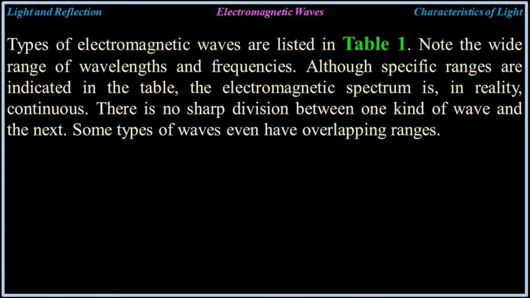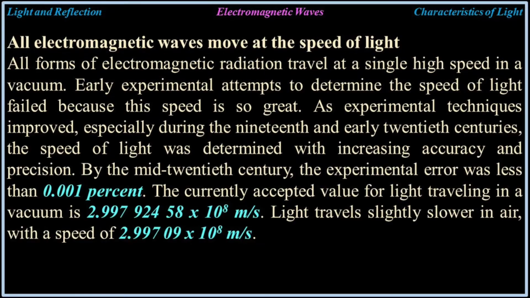Types of electromagnetic waves are listed in Table 1. Note the wide range of wavelengths and frequencies. Although specific ranges are indicated in the table, the electromagnetic spectrum is, in reality, continuous. There is no sharp division between one kind of wave and the next. Some types of waves even have overlapping ranges. All electromagnetic waves move at the speed of light.